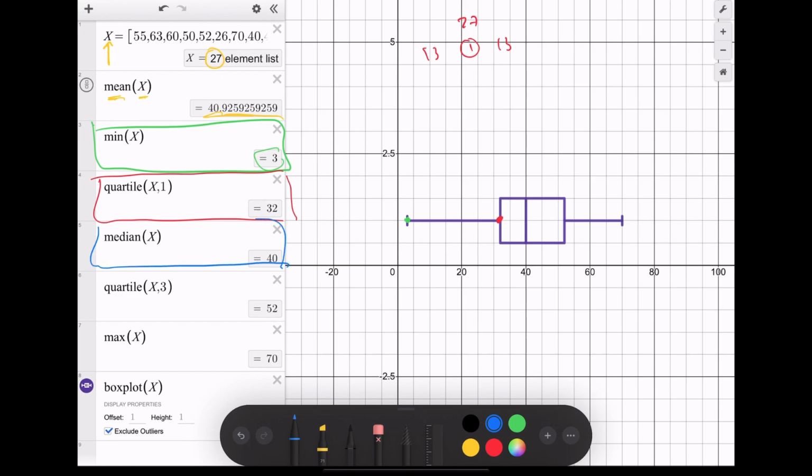Okay, the median, which is also called the quartile 2, which is directly in the middle, that is your 40th number, is represented by this middle bar.